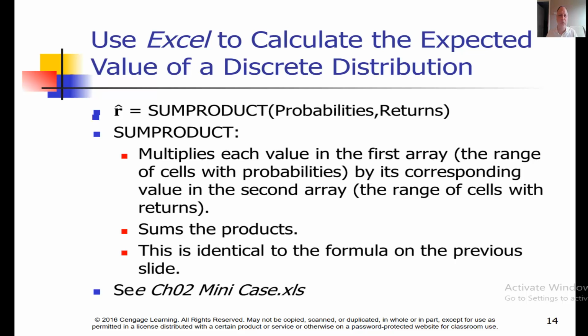The expected rate of return can also be calculated using Excel, using the sum product function. R hat equals sum product of the list of probabilities, which would be listed in a column next to the list of rate of return. And we will show how to do this in detail in Excel in another video. The sum product multiplies each value in the first array, first column, first row, the range of cells with probabilities, by its corresponding value in the second array. So it sums the products.